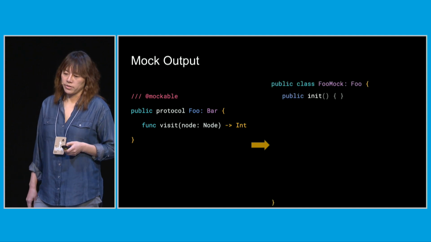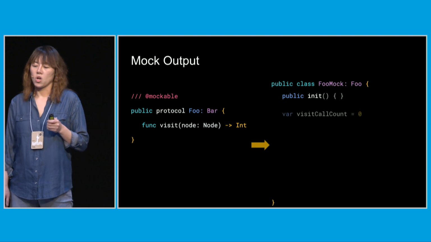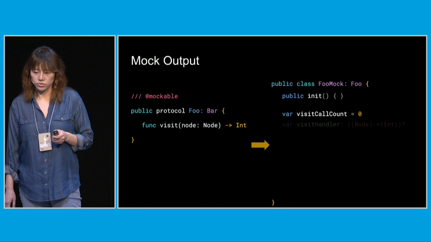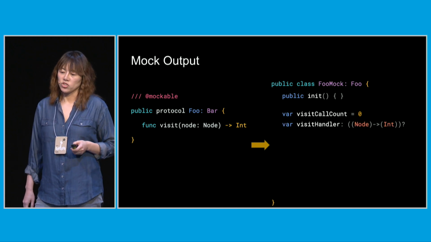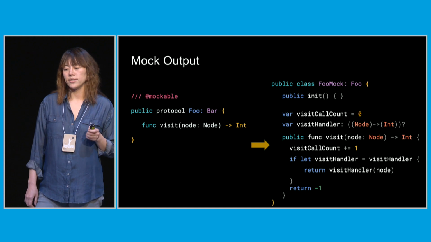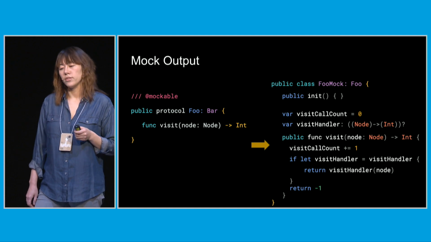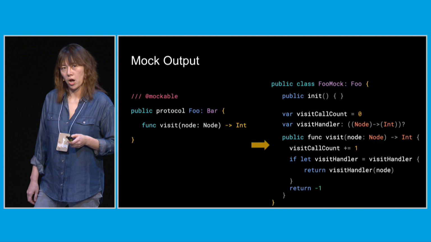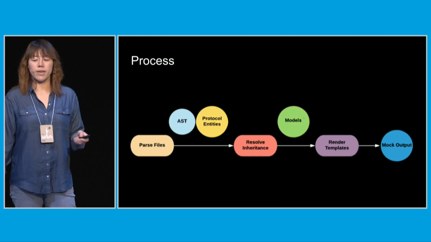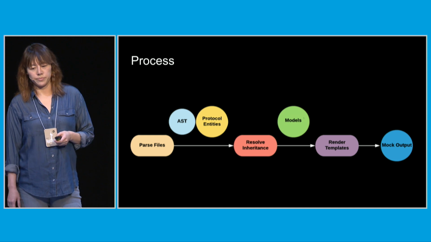We need an initializer and a call count variable to keep track of the function call counts, an underlying function handler, and the function that sets the call count variable and uses the handler inside the function body. And we need to think about the end-to-end process.